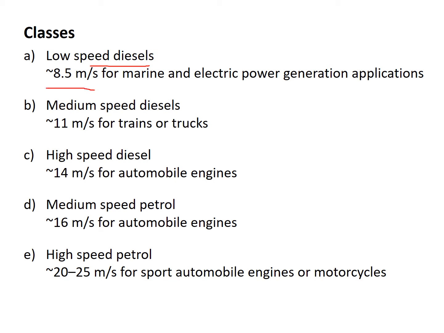For a medium speed diesel engine, 11 meters per second; for high speed diesel, 14; for medium speed petrol about 16 meters per second; and high speed will be 20 and above, up to 25. The S2000 is about 25 meters per second, for sport automobile engines. So this is the class: different kinds of engines have different piston speeds.